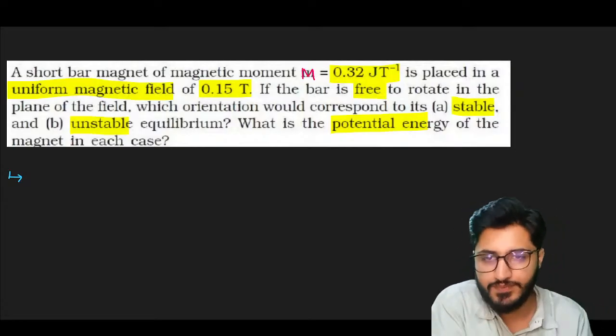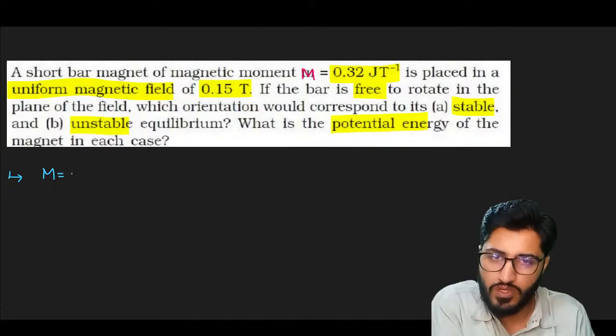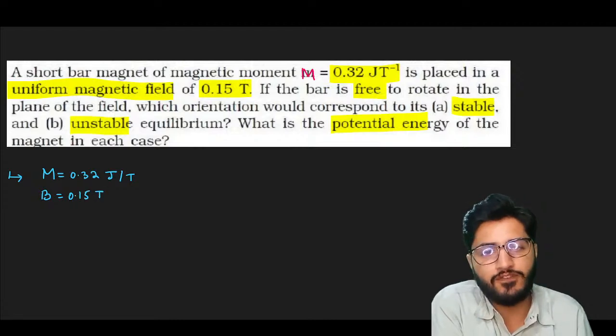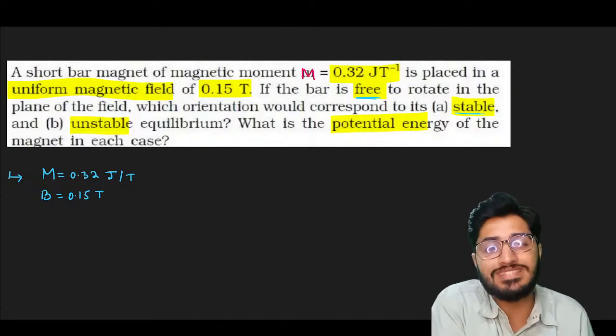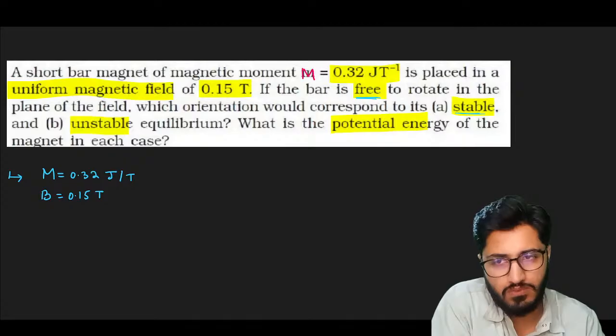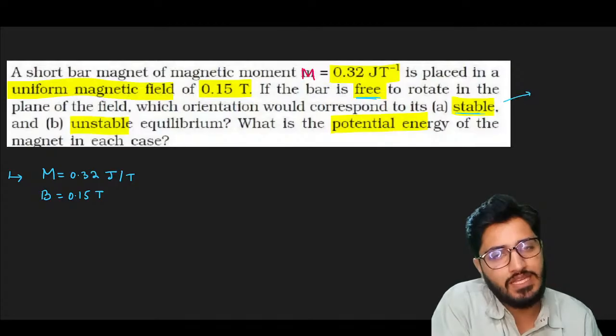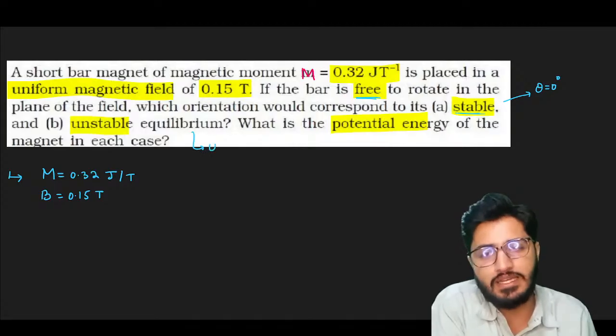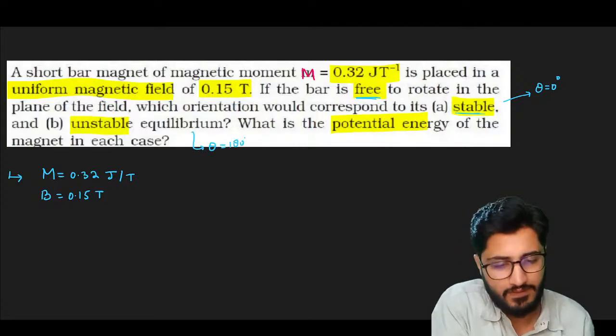So what are the things given to us? Sir, the magnetic moment M is given, it is 0.32 joule per Tesla. Then B is given, it is 0.15 Tesla. And my magnet is free to rotate. I need to find out at what particular orientation it would be in stable equilibrium. We know that stable means when theta is 0 degree, and unstable simply indicates when my theta equals 180 degree.